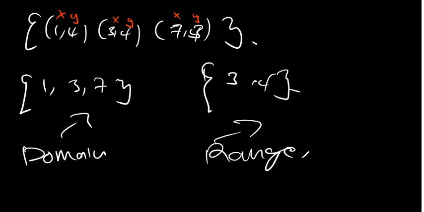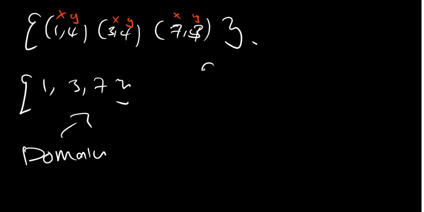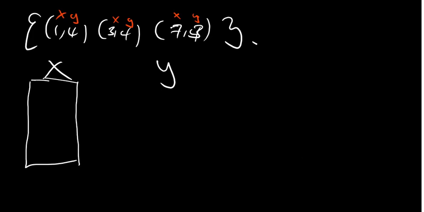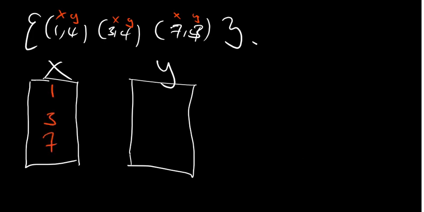Now how can we map this? We can see that the x values, the ones we are calling the domain, we're going to put them here. We're going to say that this is x and then this is y. So to map them, we're going to have something like this. So we put the values here. We have the x values 1, 3 and 7. The y values, we have 3 and 4.